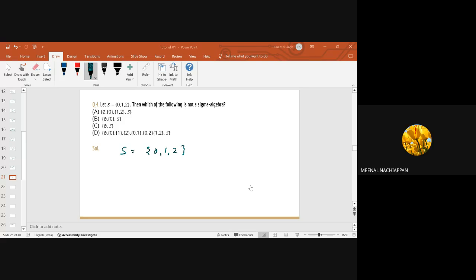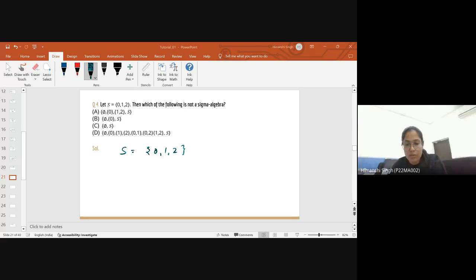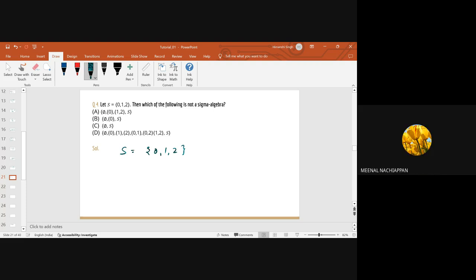So option B. You are saying option B is correct, because you have written singleton 0. The complement of singleton 0 is 1 comma 2, and it is not present in the set.